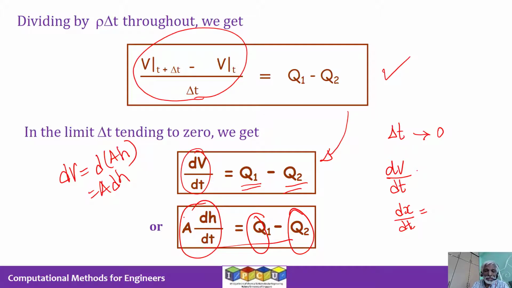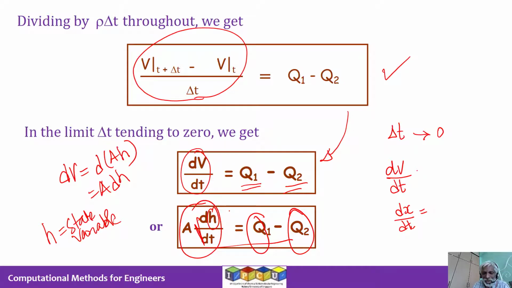All right. And in technical terms, this H will be called the state variable. Anything that is associated with d by dt, in this case H is associated with d by dt, therefore H is called a state variable. Nevertheless, dH by dt is equal to q1 minus q2.